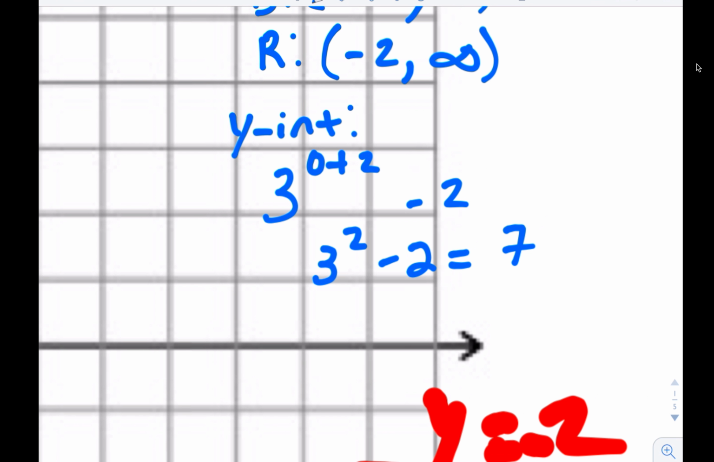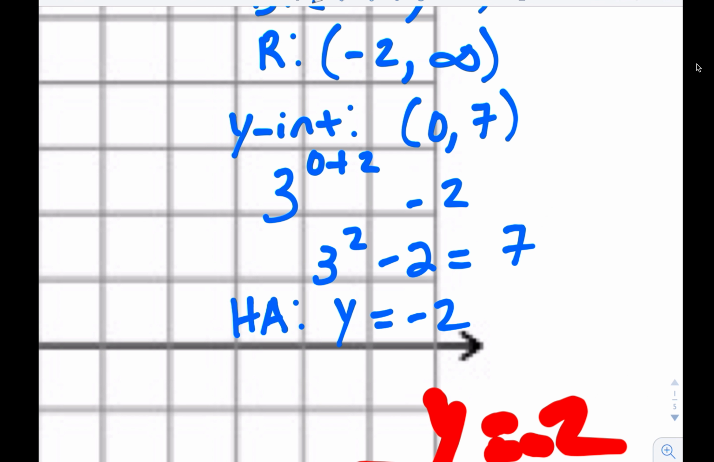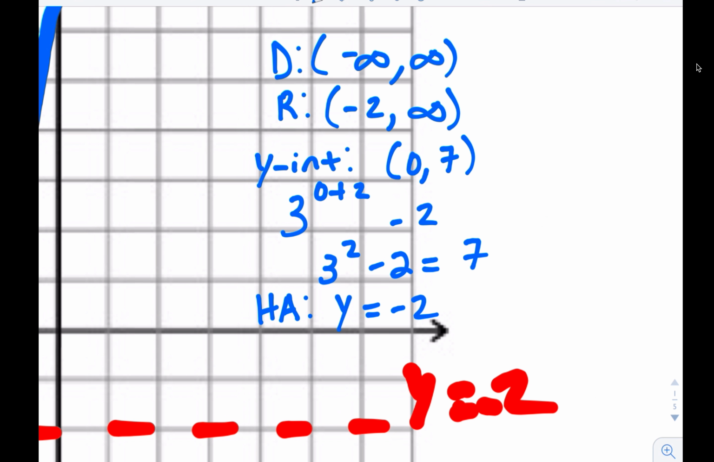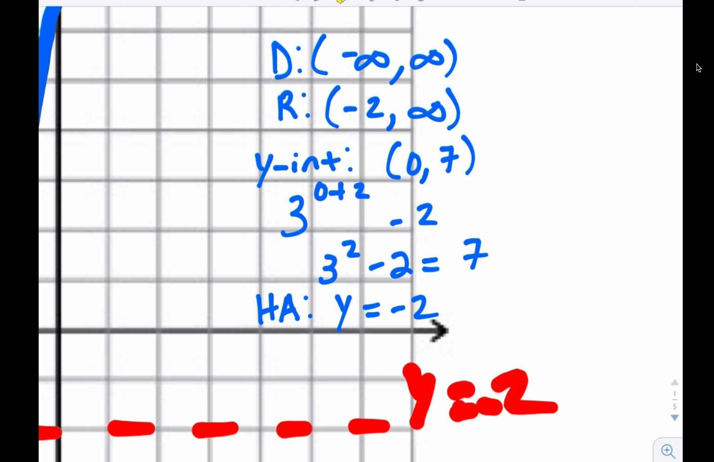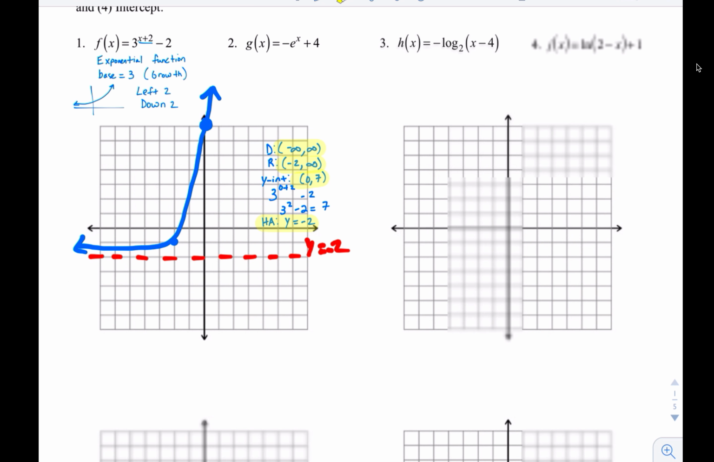My y-intercept, we figured out, was 0, 7, and my horizontal asymptote was at y equals -2. If you can figure out all that information, you should be fine for what you're going to be asked to do on Tuesday. So that's how you do the first one.